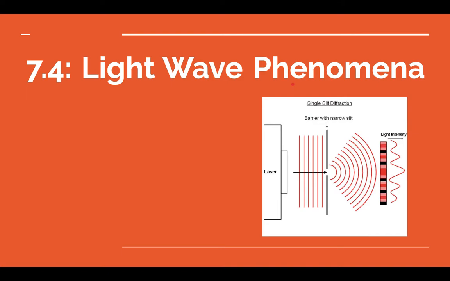So that's what we'll be looking at today: 7.4, light wave phenomena. We'll be looking at different types of phenomena that occur for light waves. And we'll also briefly explore, although not too much, whether these same phenomena occur for sound. And that's more or less, unfortunately, going to be me just telling you that a property occurs for sound as it does for light.